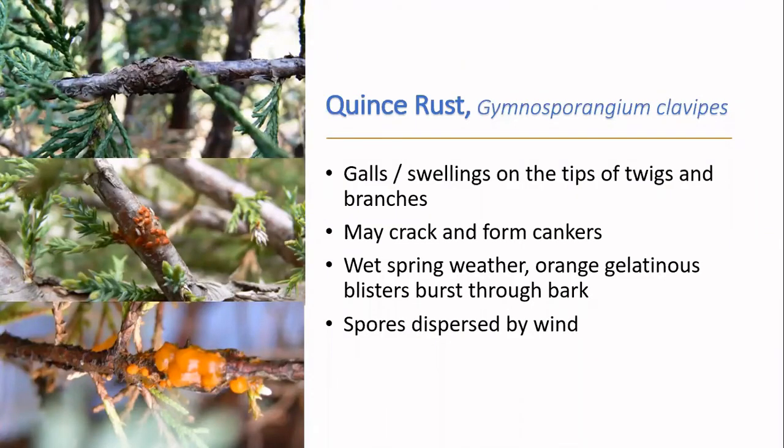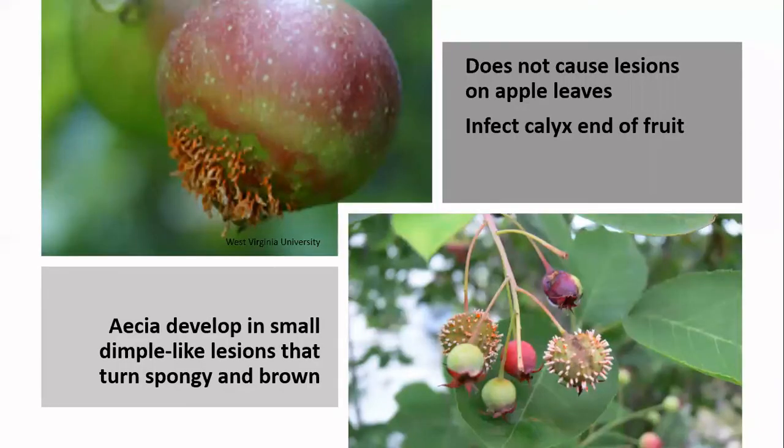So quince rust, in terms of its cycle, is very similar to cedar apple rust. The overwintering galls on the alternate hosts form these gelatinous spores in the early season and release these spores through wind. The difference between quince and cedar apple rust is that quince does not actually cause lesions on the apple leaves. So with quince rust, you're only seeing fruit symptoms. And this develops, again similar to cedar apple rust, on the calyx end of the fruit because of that early season infection that occurs. And then you'll often be able to see those tube-like structures that extend from the lesions.